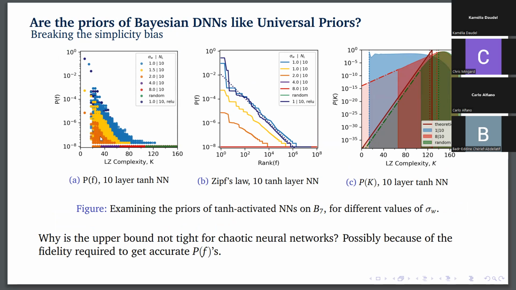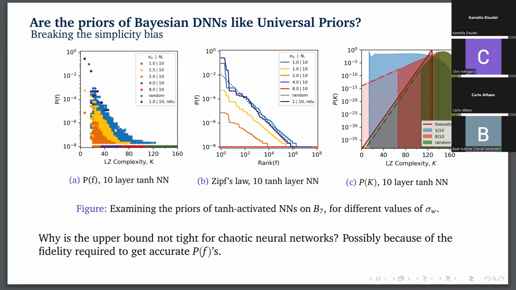So these ones are 10-layer Tanh activated neural networks, and we use different values of sigma W, the weight variance initialization. And as you move towards the chaotic regime, you can see, so these blue dots, again, I've overlaid these plots here. So the blue dots will carry on behind these. You can see that again, you get this nice 2 to the minus K plot here, and then you slowly sink down as you move into the chaotic regime.